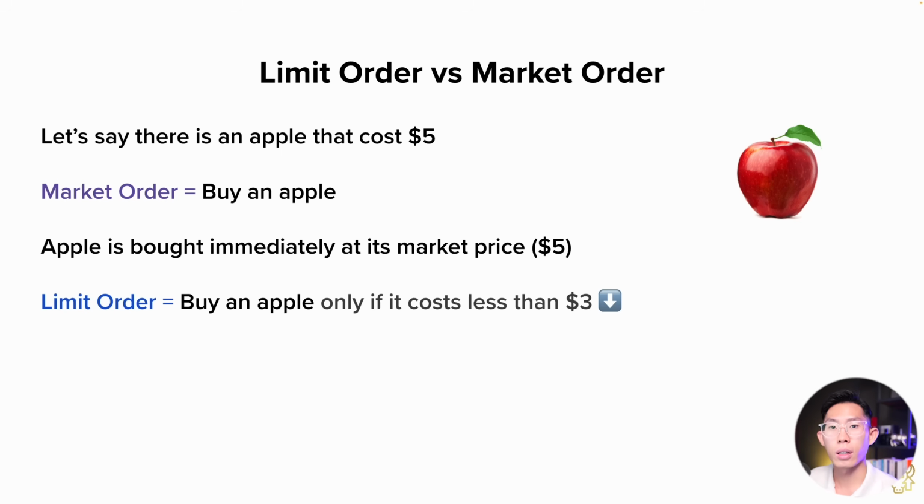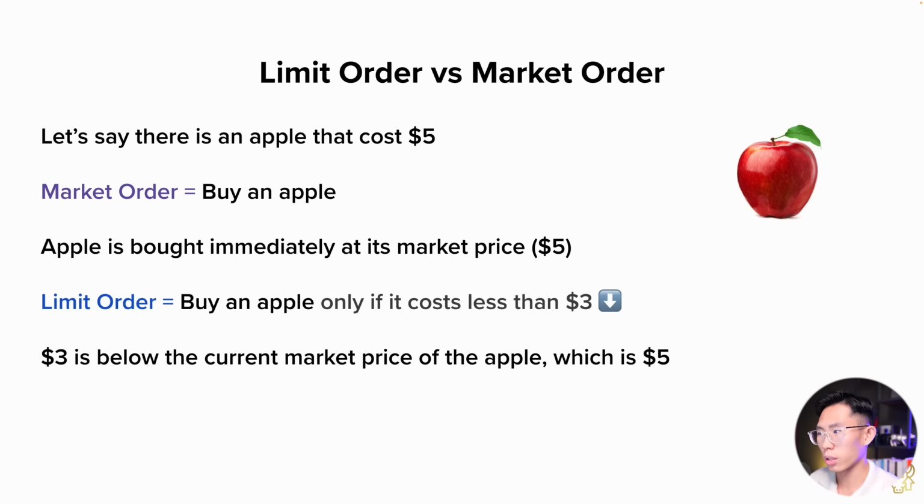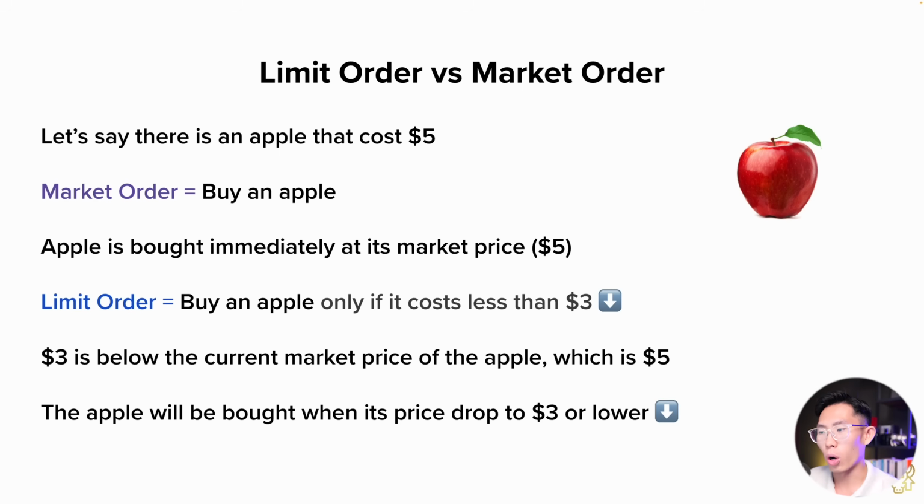A limit order is when there's some sort of condition. You only want to buy an apple if it costs less than $3. Okay, that means that $3 is actually below the current market price, which is $5. So in that scenario, I only want to buy when it's at $3. But right now, it's not at $3 yet. So I will wait until the price of the apple drops to $3, then I will get in for the order, right? So that is essentially what a limit order is. Now, the apple will be bought when its price drops to $3 or lower.